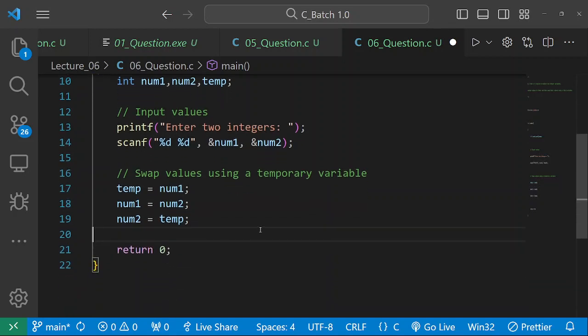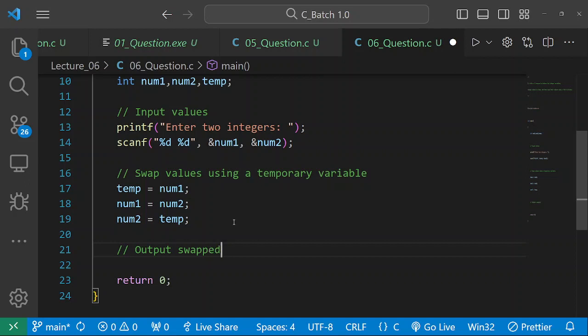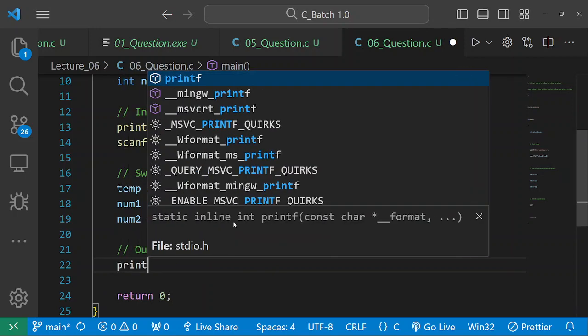Is the logic clear? Is it clear? Anyone? Yes. Okay. If it is not clear, let me run it and display the output in front of you, so it will be clear to you. So let me print it.